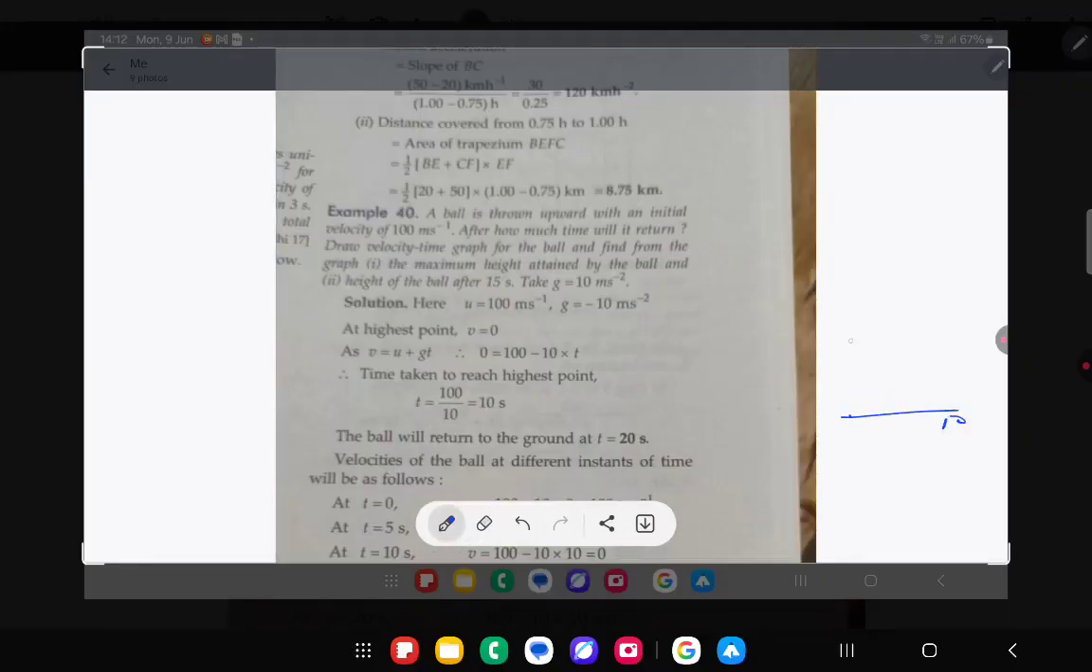From 0 to 10 seconds is when the ball is going up. After 10 seconds, what's happening? The ball will return to the ground. Time of ascent is equal to time of descent, so another 10 seconds is going to be taken for the ball to come to the ground.